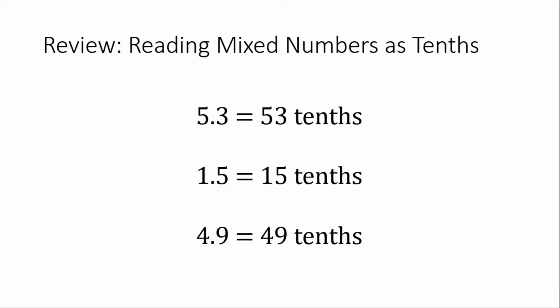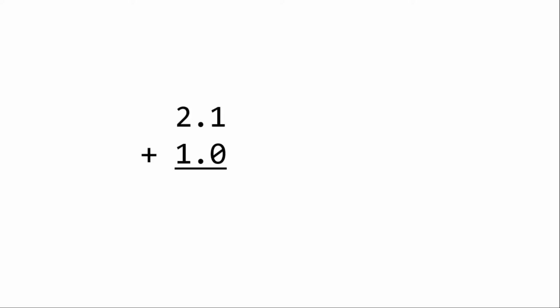Let's do a quick review about reading mixed numbers as tenths. So 5 3/10 is the same as 53 tenths. 1 5/10 is the same as 15 tenths. 4 9/10 is the same as 49 tenths. Okay, now we can use that knowledge and apply it to this addition question.